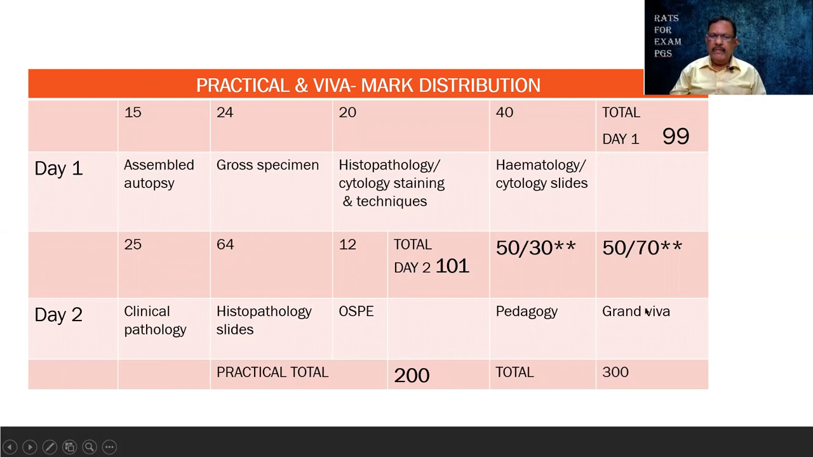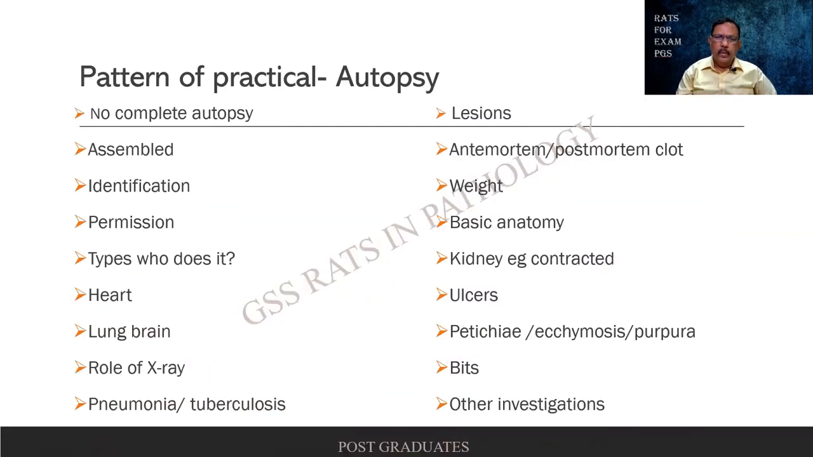Pedagogy and viva are adjustable. The marks can be as high as 50 or as low as 30 or even 25 as the examiners come to a conclusion. Now, we shall wander through the various practical sections. First one shall be an autopsy.